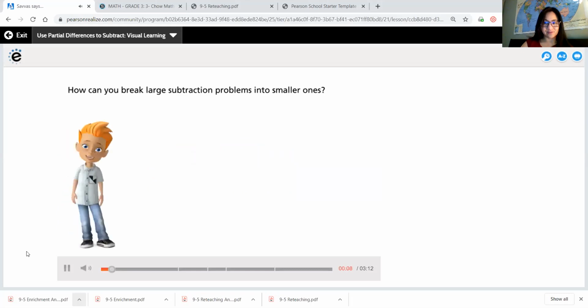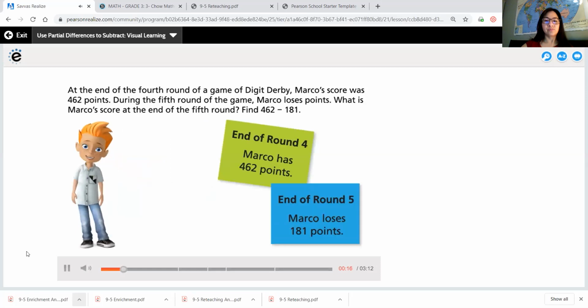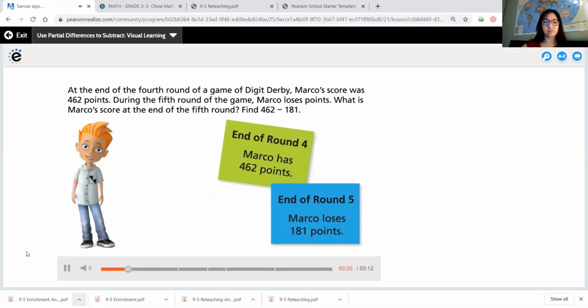How can you break large subtraction problems into smaller ones? At the end of the fourth round of a game of Digit Derby, Marco's score was 462 points. During the fifth round of the game, Marco loses points. What is Marco's score at the end of the fifth round? Find 462 minus 181.